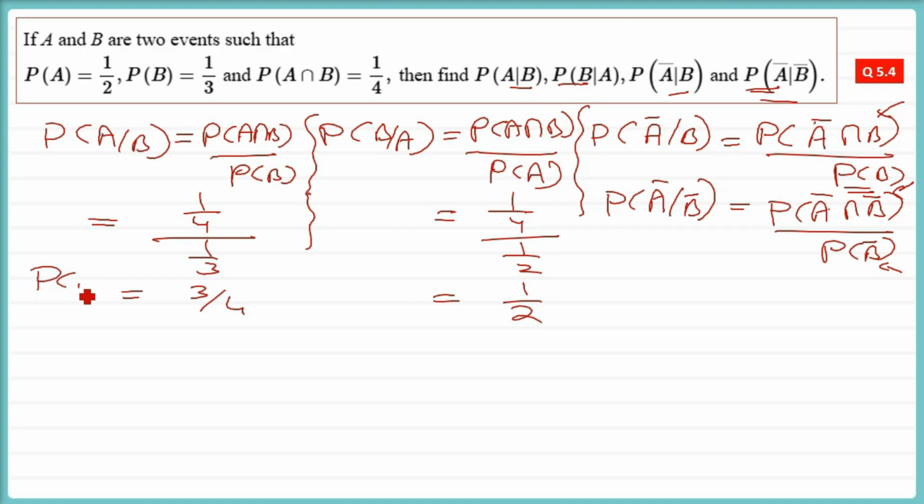Now the two probabilities the question is asking have already been computed. Now coming down to this one. First thing, what is P(B naught)?